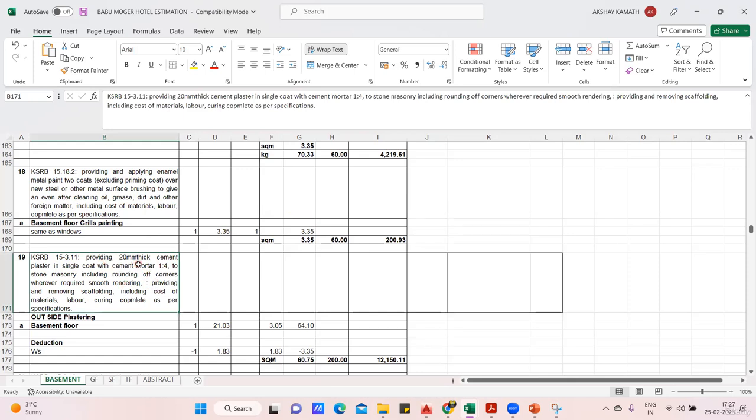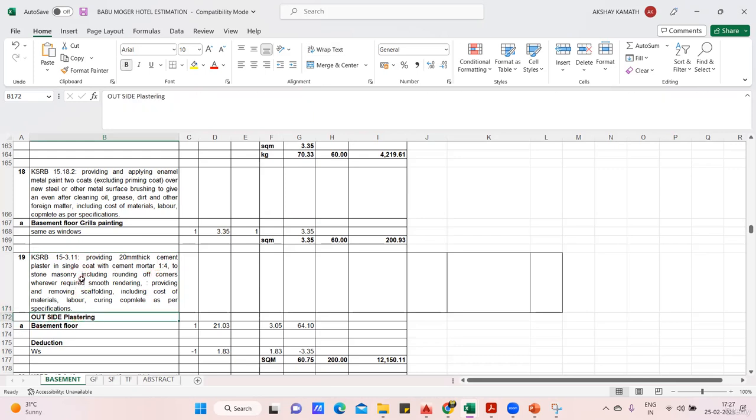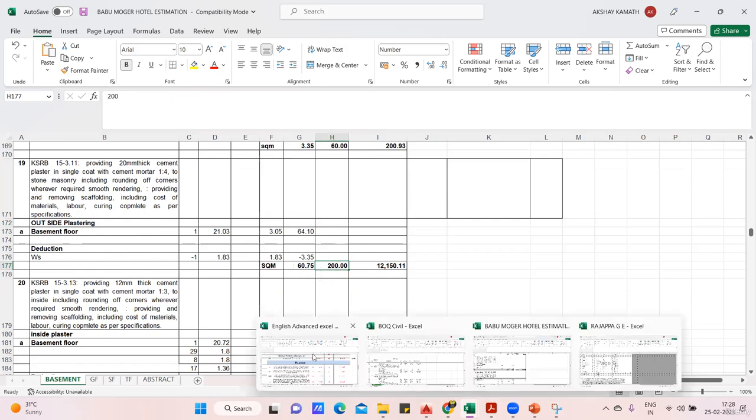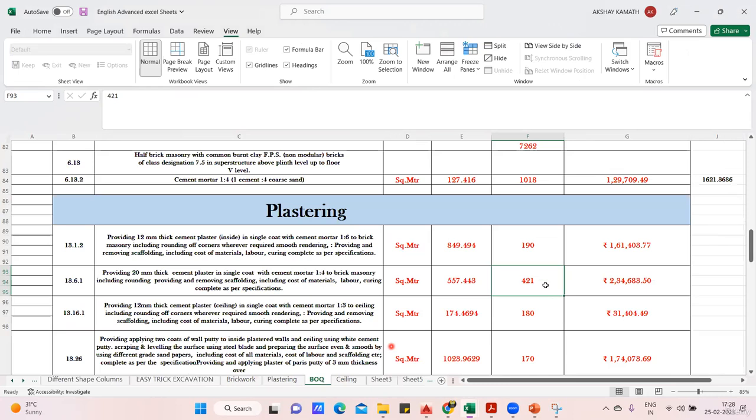See, providing 20 mm thick cement plaster in single coat. Here the ratio is given 1 is to 4. This is good. But what is the rate? This is outside plastering he has written, and he has given the specification. What is the rate they are taking? They are taking 200 rupees per square meter. So you can take 200 rupees because these are the present market rates that are going on. You can go at 200. That value, if you want, I'll input in my BOQ: 200. Okay, fine.